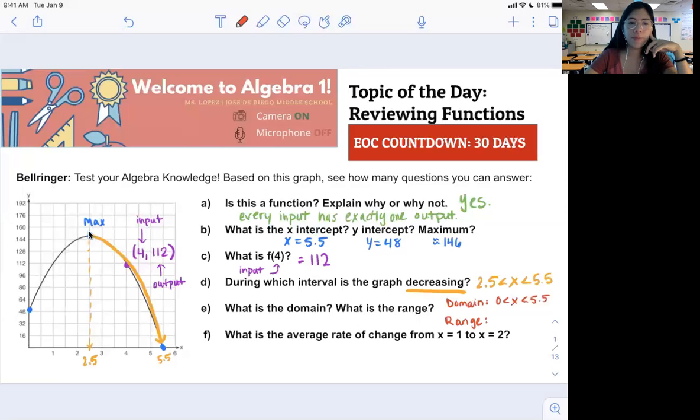There you go, 146. The maximum is the highest that it goes. And down here at the bottom, that's the lowest that it goes. So the range would be 0 is less than Y is less than 146. So domain is the lowest to the highest X value, and range is the lowest to the highest Y value. Again, we will review it, but are there any quick questions on that right now?